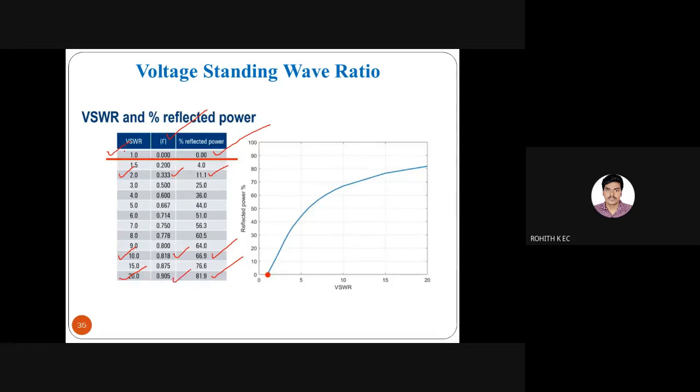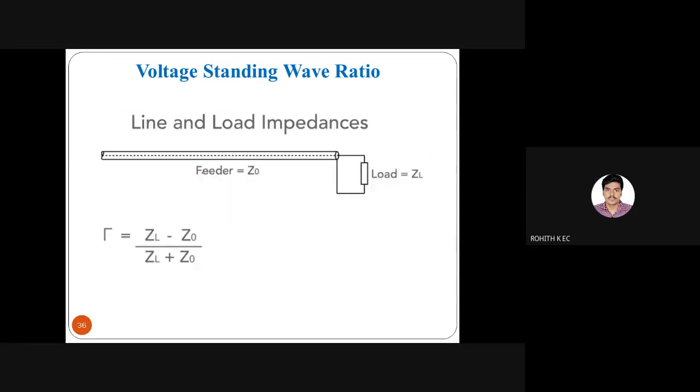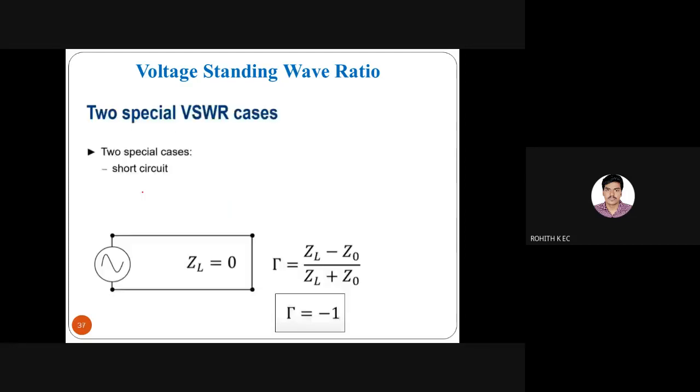Okay, so VSWR is the voltage standing wave ratio. So it is not directly in correlation with power. You know that P is equal to V squared by R. So therefore, if VSWR is equal to 2, there is a loss of 10.1% of power. Okay. And this can also be correlated with the load impedance and characteristic impedance to compute the reflection coefficient and thereby the VSWR value.